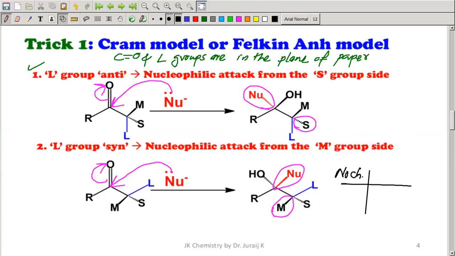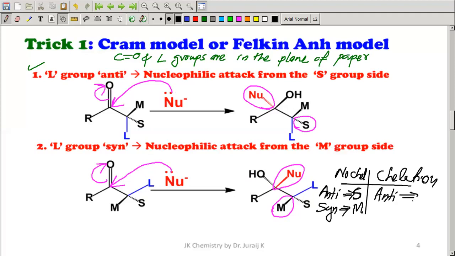No chelation and chelation. No chelation means anti attack takes place from the side of the small group. Then syn attack takes place from the side of the medium group. If there is any chelation, it will be just the opposite. That is, if it is anti, attack takes place from the side of the medium group. If it is syn, attack takes place from the side of the small group.